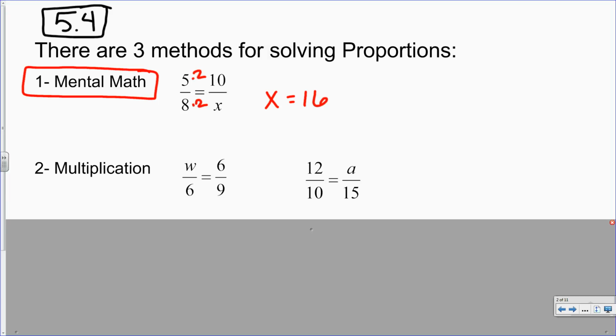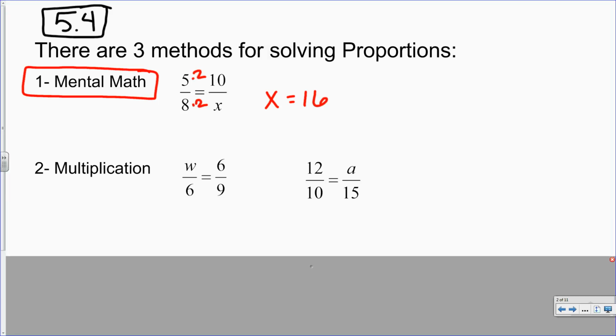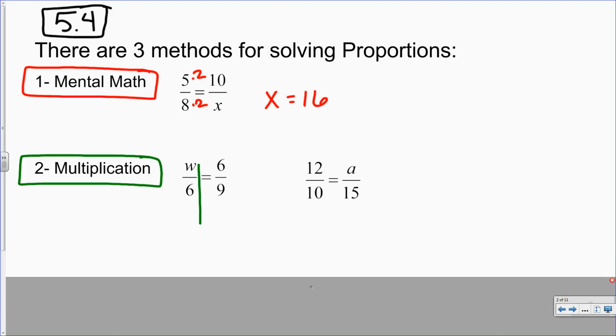Sometimes mental math doesn't work out very well because I don't know what 6 times what is 9. So in that case, I would use a different method, and one possibility is multiplication. Now with multiplication, you've actually done this before. If we go back a couple chapters, this is where you would draw your teeter-totter, and then pinky test, look at your variable, what's happening to it. It's being divided by 6, so I would multiply by 6 on both sides. My 6's would cancel out.